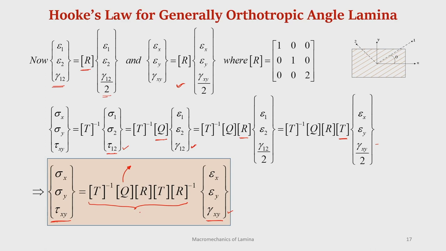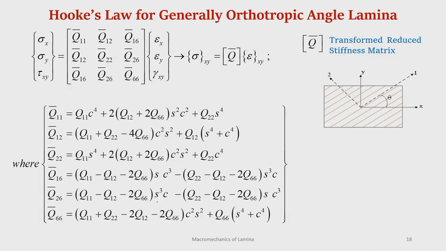So, because we know the form of Q, we know R and we know T, if we multiply this, we can write the stresses with respect to x, y, related to the strains with respect to x, y by this Q bar matrix.